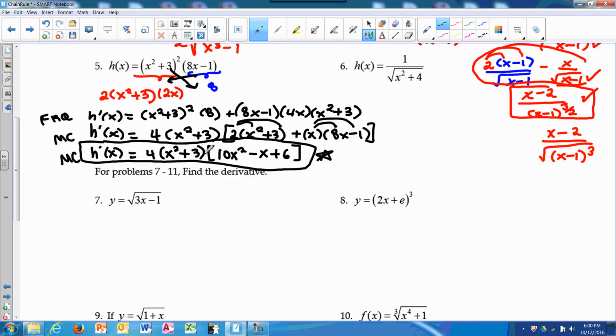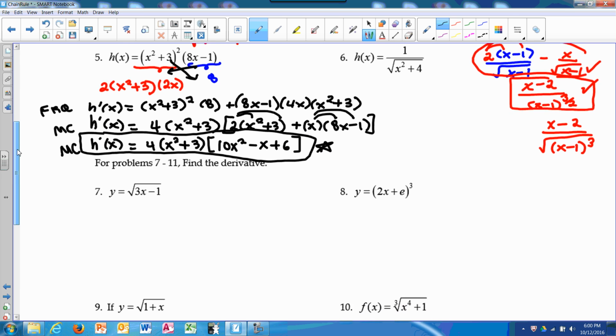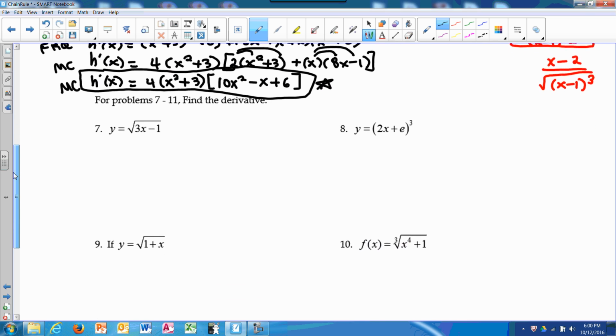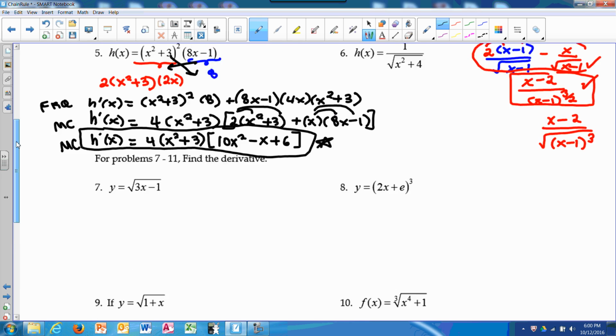So this would be much harder if you distributed everything and then tried to factor. You're going to see them in factored form on the AP exam.